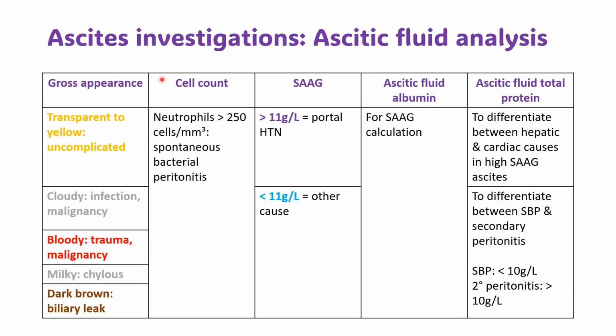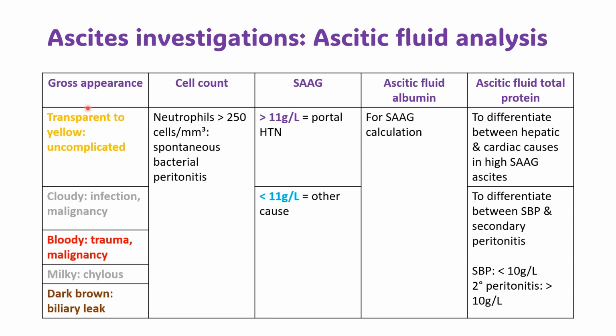Okay, so when we're talking about ascites investigations, patients have something called a diagnostic paracentesis, which is where they collect a sample of the ascitic fluid for analysis. And there's various parameters we can look at to try and determine the underlying cause. Okay, and this is for all patients with new onset ascites to determine, like I said, the underlying cause, or patients at risk of developing spontaneous bacterial peritonitis.